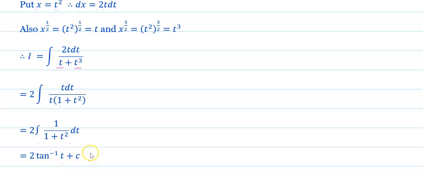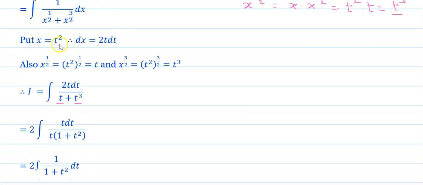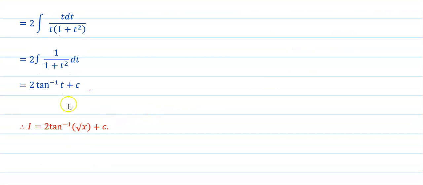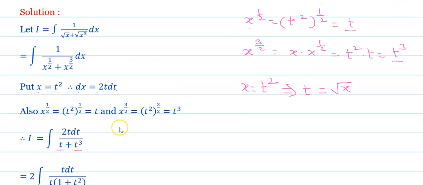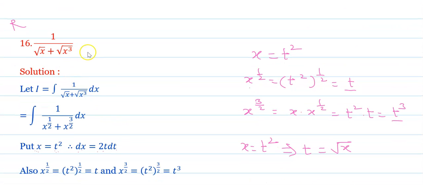What about t? Here, x is equal to t square, which implies that t is equal to root of x. See this here, t is root of x plus c. And hence, I is equal to 2 tan inverse of root x plus c. This is the answer.